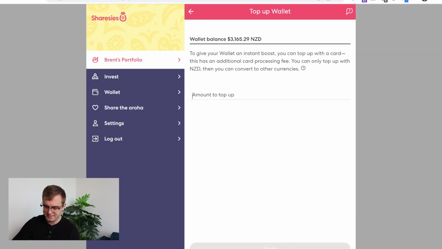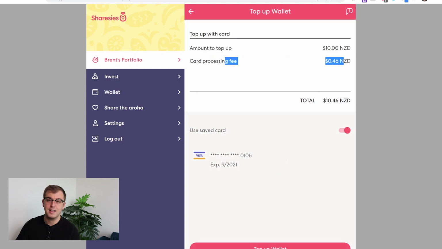Another option is topping up with card. However, if we put in an example $10 here, what we'll see is that there is a 46-cent card processing fee, which is 4.6%, which is pretty material if you're moving a few $1,000s across. Now, you should only do this if you're really desperate to put your money into the market, as by topping up your wallet via card, the money turns up straight away. So generally I wouldn't recommend this, but it depends on your personal circumstances.